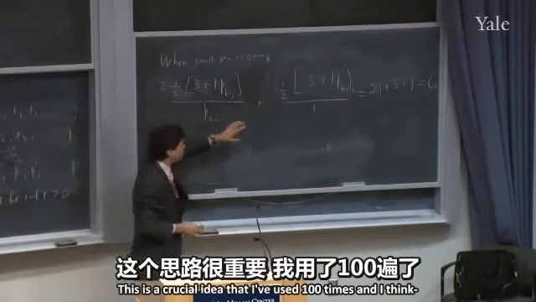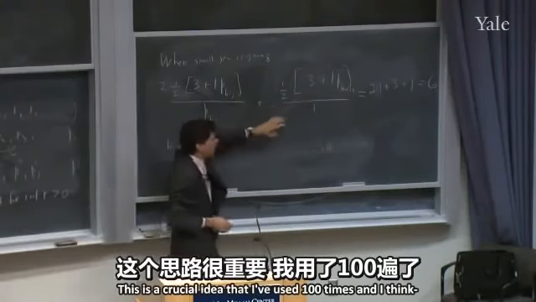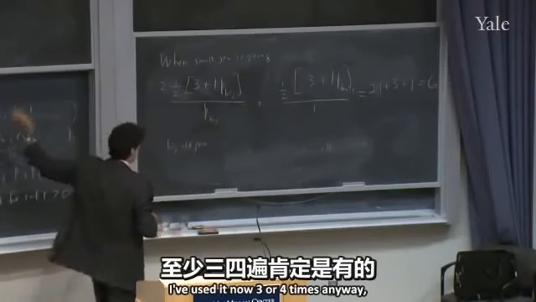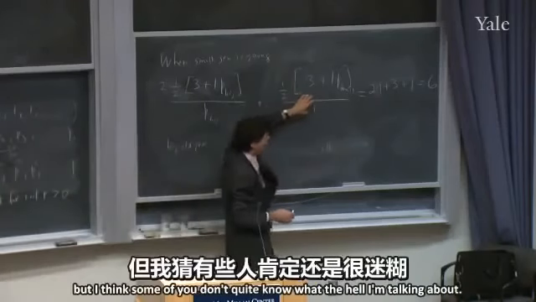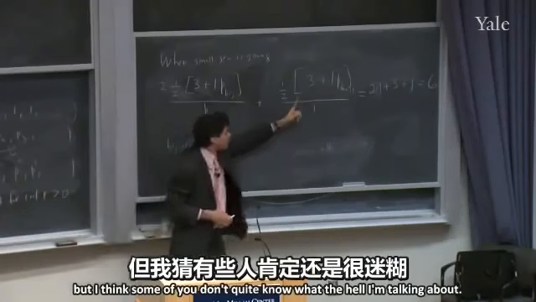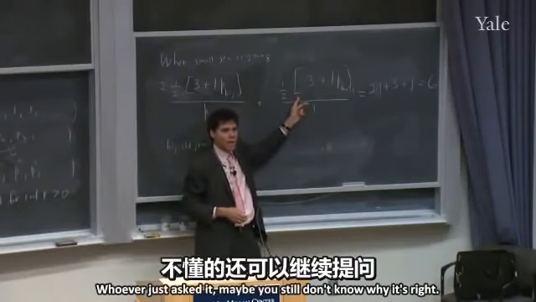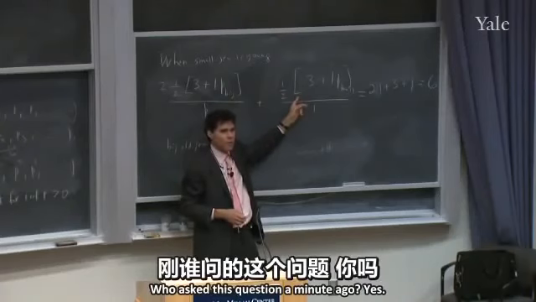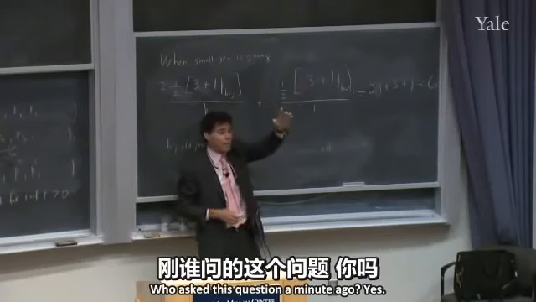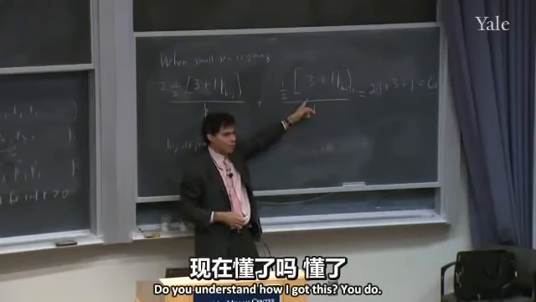This is a crucial idea that I've used 100 times, and I think I've used it now 3 or 4 times anyway. But I think some of you don't quite know what I'm talking about. Somebody asked me a question because they don't know why this is right. Whoever just asked it, maybe you still don't know why it's right. Who asked this question a minute ago? Yes. Do you understand how I got this, or do you?